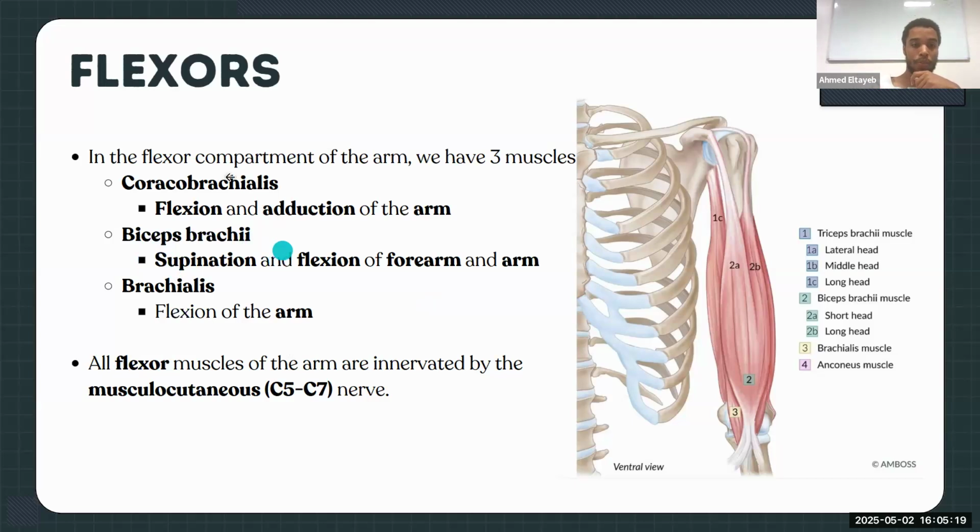The biceps brachii is called biceps because bi means two. It's called biceps because it has two heads. You have a short head and a long head. The short head attaches to the coracoid, it comes from the coracoid process, and the long head comes from the supraglenoid tubercle. So remember, we had the glenoid fossa. The glenoid fossa has a tubercle above and below, and we call this the supraglenoid tubercle and the infraglenoid tubercle.